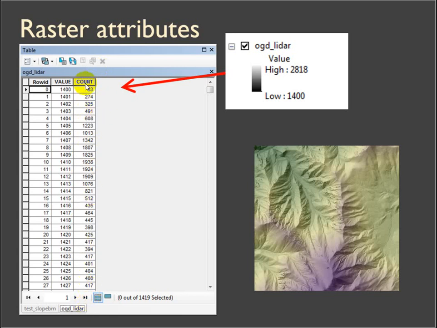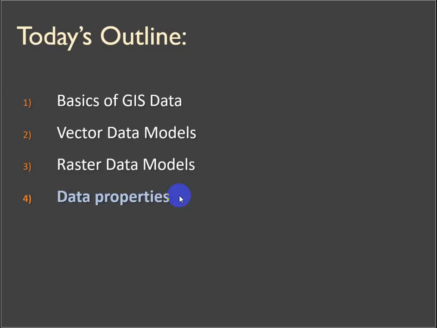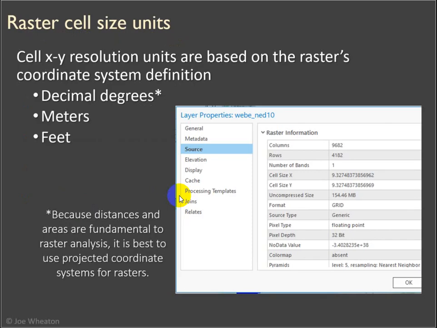We could sort this based on the count and get the most common elevation value for this raster. But this value count means it's a raster attribute table. Okay, let's take a look at some data properties really quick. First I'll show you a slide and then we'll go into ArcGIS.